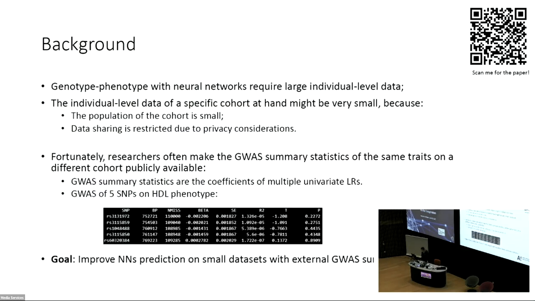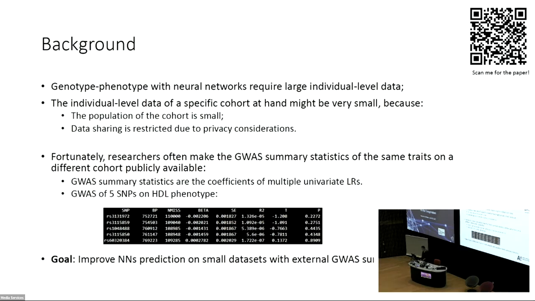So what's the problem? If we want to use a neural network to predict the phenotype with a genotype, we need large individual-level data to train the model. However, in practice, the individual-level data of a specific cohort that we want to predict might be very small, because the whole population of the cohort is very small. Even if the population is large, data sharing can be difficult due to privacy considerations. This is especially a problem for human genetics.